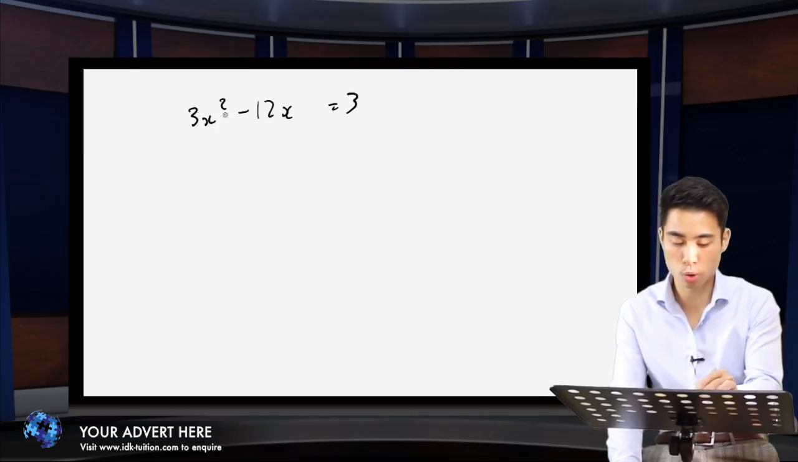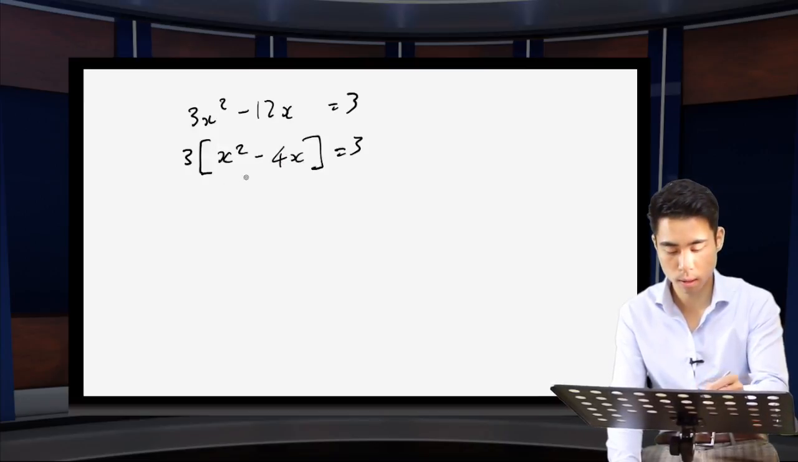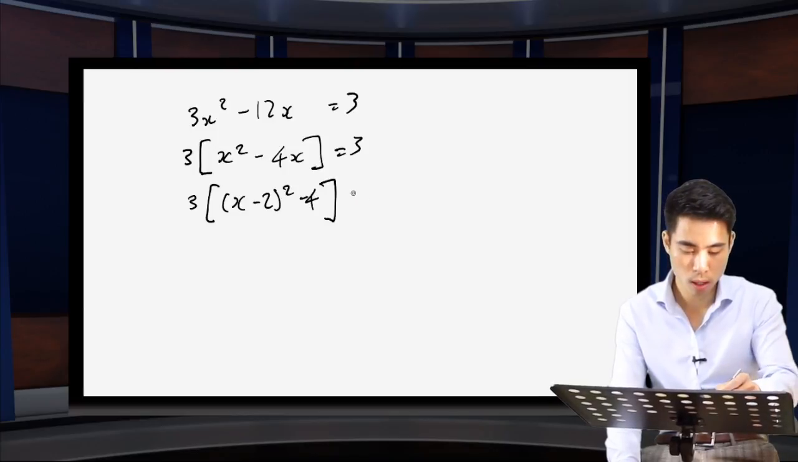And working on your quadratic term and your linear term, you need to take out a factor. So this is where you introduce your square brackets. This is where you take out this coefficient on x squared out of these two terms. So it leaves me with x squared minus 4x. So completing the square for this one here, I get 3 brackets x minus 2 all squared minus 4 equal to 3.